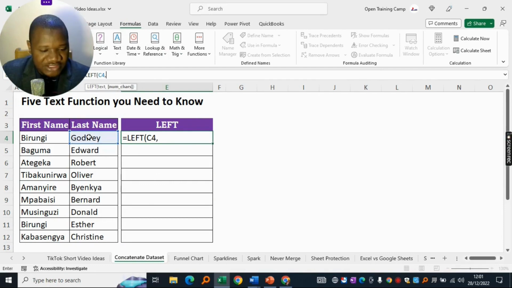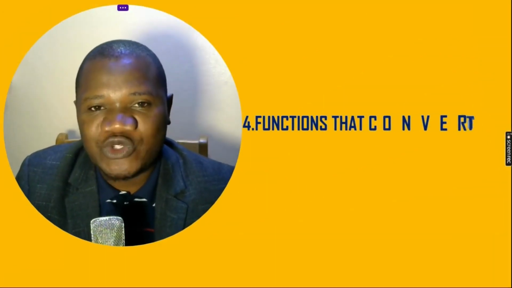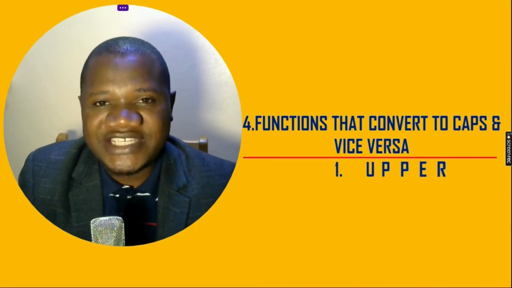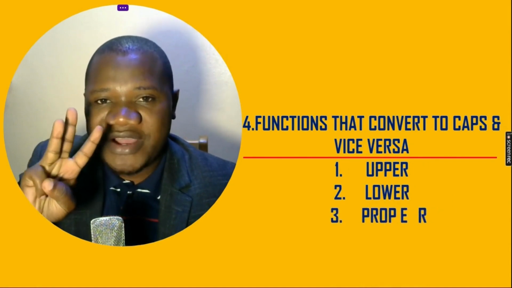I'm only interested in extracting only 2 characters, so I put a 2. I close off the left function, hit enter key on the keyboard, and there you go. You can see the left function has extracted only the first 2 characters of this name, and that's what we exactly specified in our function. So I can drag this formula to the rest of the cells. Number 4 on our list are text functions that are used to convert from small letters to capital letters and vice versa, and this includes the upper function, the lower function, and also the proper function.